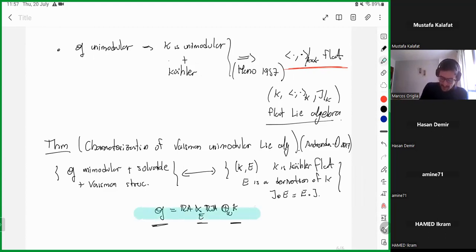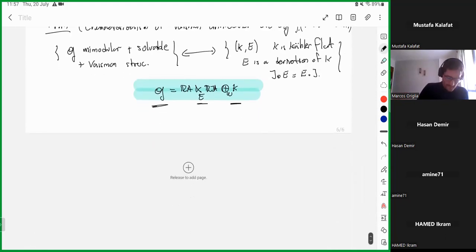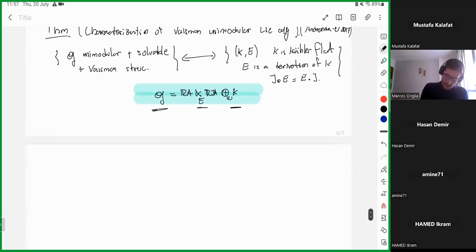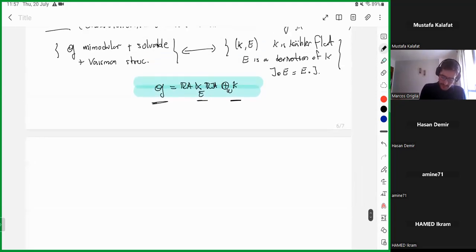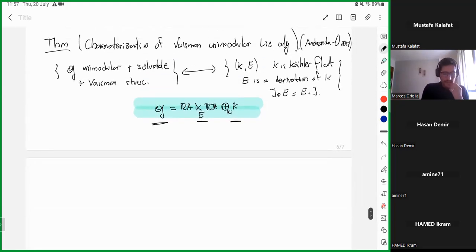So that's a very nice characterization. We use this characterization a lot to prove properties of Weismann Lie algebras, and to give families of examples in low dimension. Okay, so that's more or less what I wanted to talk about regarding Weismann Lie algebras.